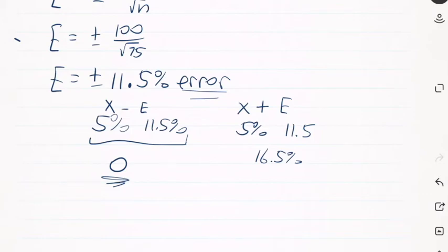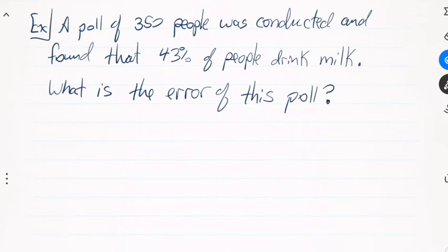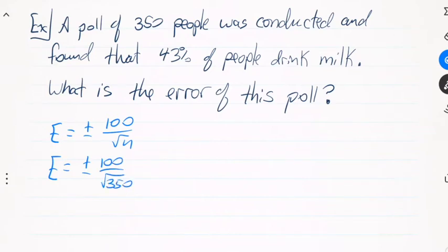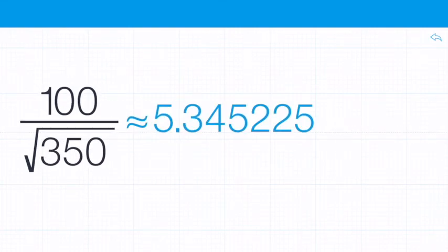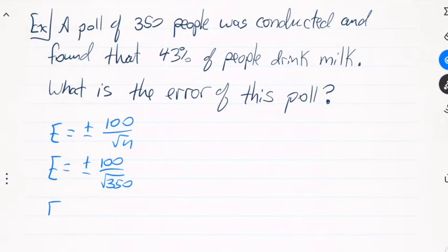So let's do one that has numbers that we can actually work with. Let's say we polled 350 people and we're asking whether they drank milk or not. So it found 43% of the people they called actually did drink milk, and not like soy milk or something like that. So what is the error of this poll? The error formula being plus or minus 100 over the square root of n becomes plus or minus 100 over the square root of 350. Now remember, the bigger the number in the bottom, the smaller the error is going to be, because if you divide by a larger number, your answer is going to get smaller. So what's 100 divided by the square root of 350? My error here is only 5.3.